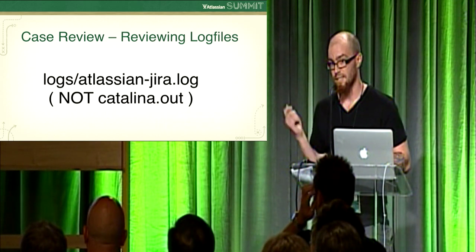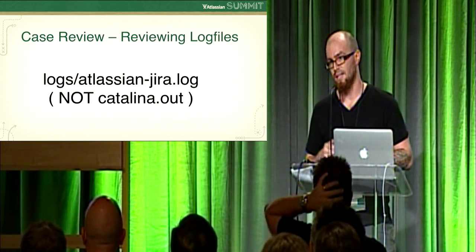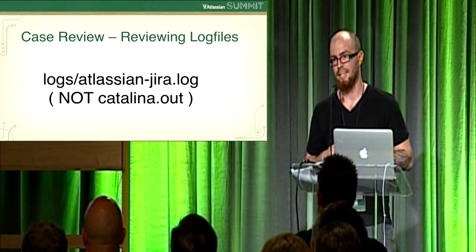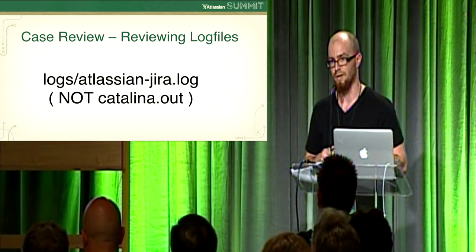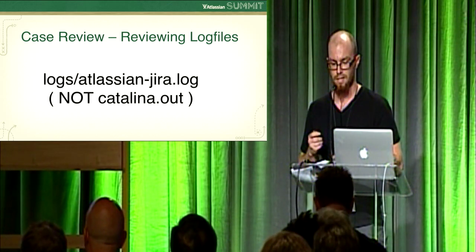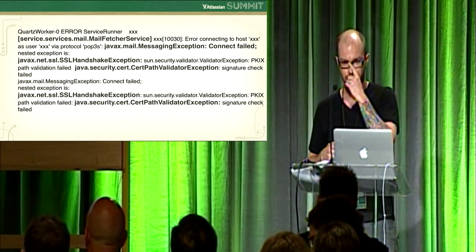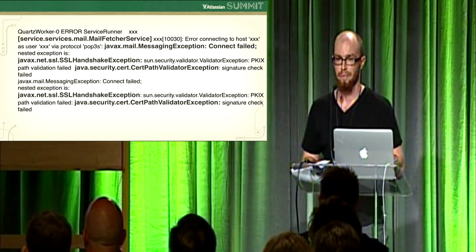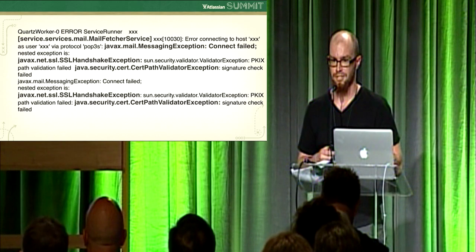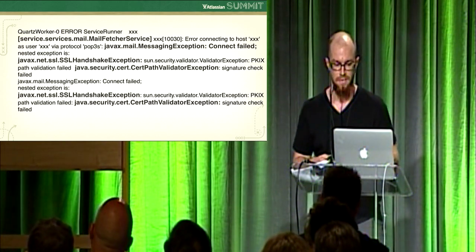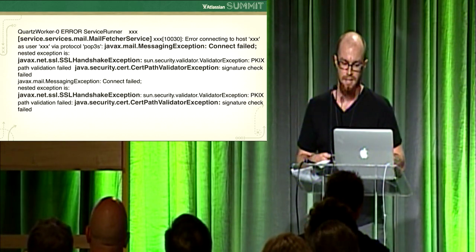First place I'm going to check, logs, atlassian-jira.log. A lot of times customers will look at catalina.out, not the log file you want to look for. Definitely that one. So I'm trolling through this log file. There's going to be a bunch of exceptions. Not all of them are going to be related. How do you diagnose the noise from the signal, or the signal from the noise?